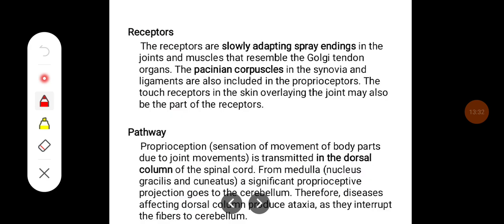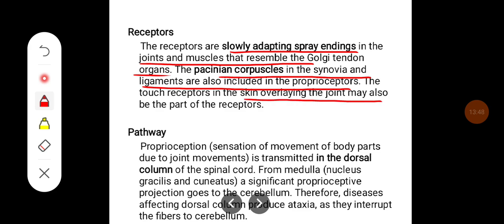Receptors are the slow adapting spray endings in the joints and muscles that resemble Golgi tendon organs. The Pacinian corpuscles in synovia and the ligaments are also included in the proprioceptors. The touch receptors in the skin overlying the joint may also be part of the receptors.